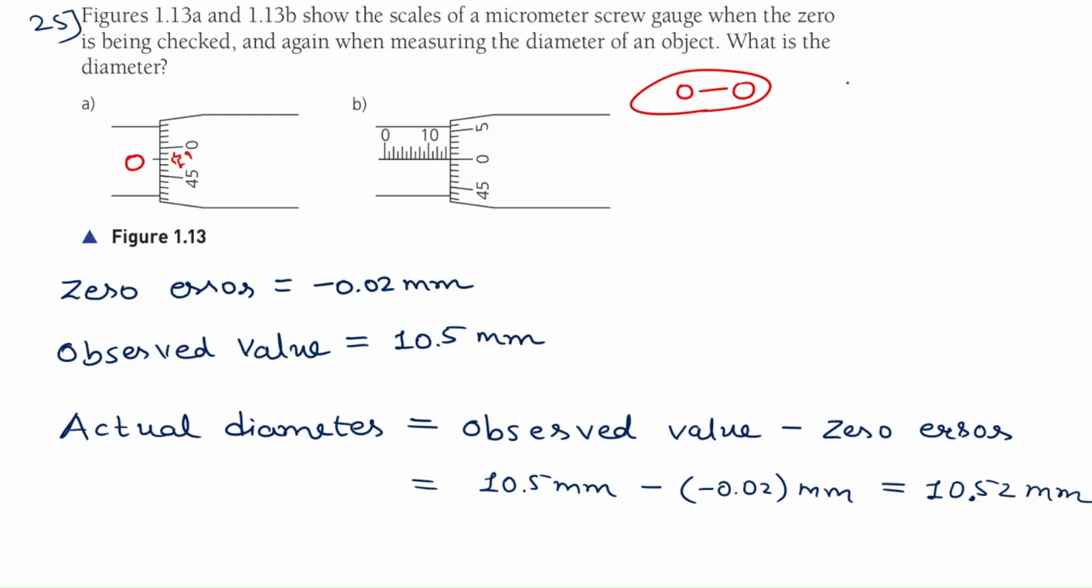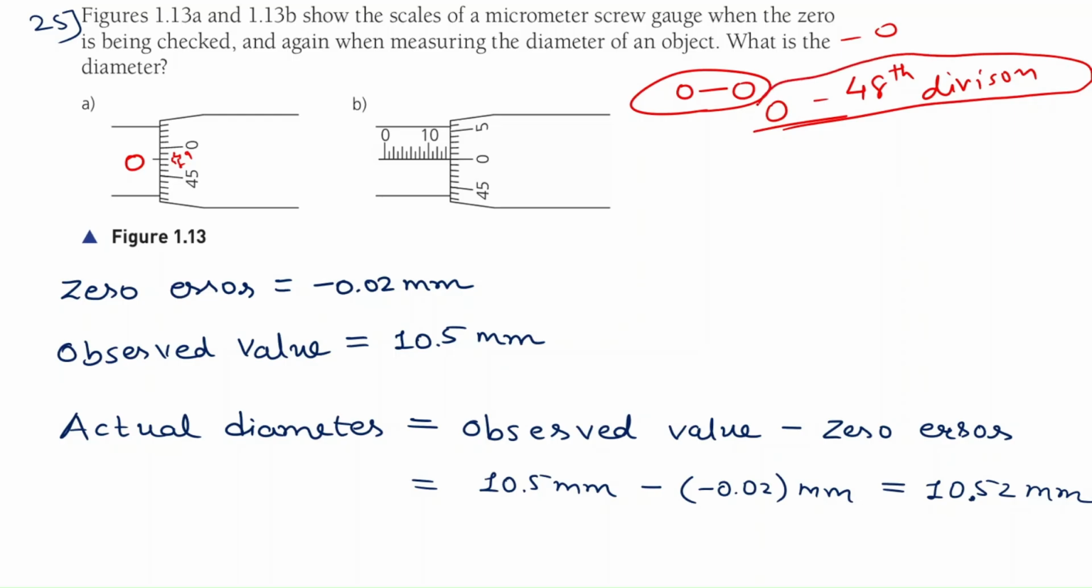So that means it coincides with the 48th division, which is below zero. The zero here matches with the 48th division. So what should you do? You have to just add, because it is already negative, already at a lower value. So you have to just add.